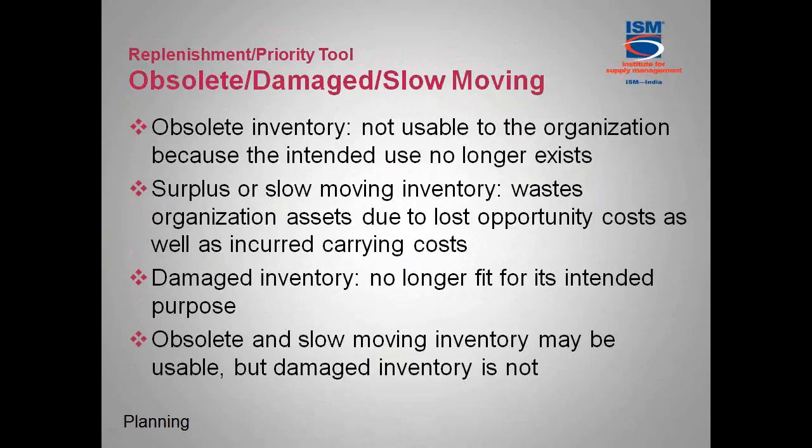Surplus or slow moving inventory is again a waste of organization assets due to loss of opportunity. A surplus inventory is like, suppose my requirement is 100 units and I purchase 150 units. So 50 units is surplus. If I am not sure when my next requirement will come, it is as good as surplus inventory.